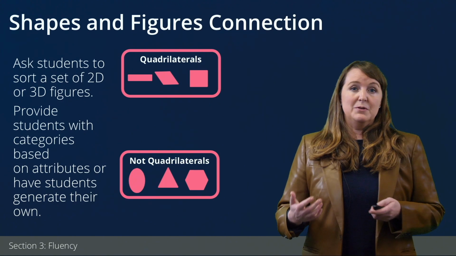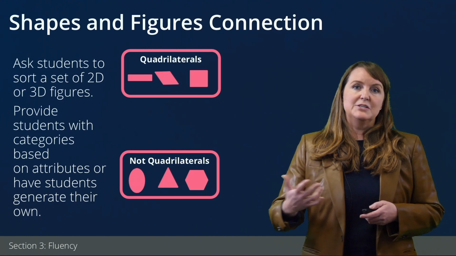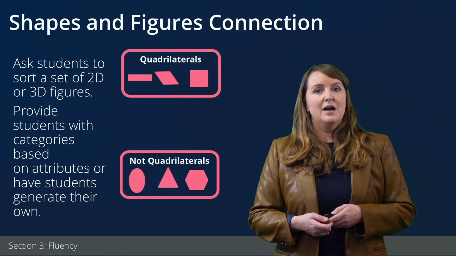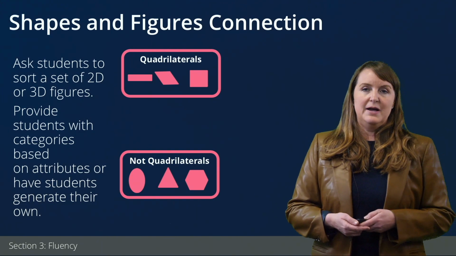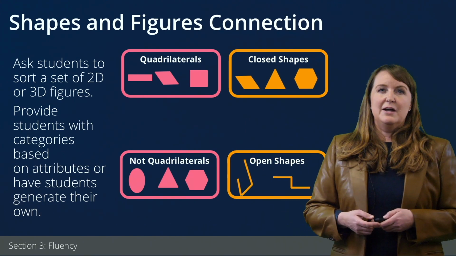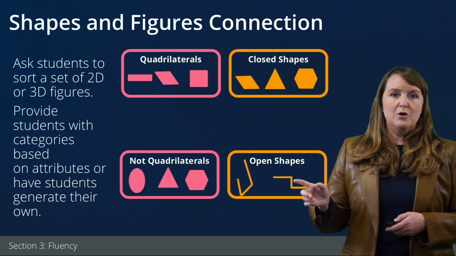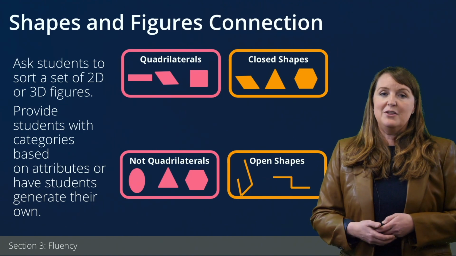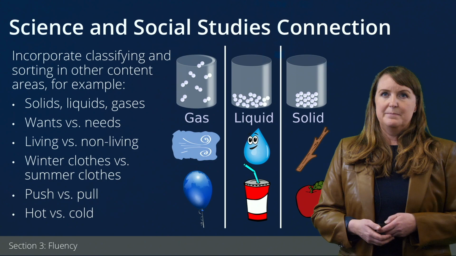Students might also come up with their own categories. Remember, let students be creative, and this is a way to help students practice their fluency of sorting these objects by attributes. Here I could think about, I've got closed shapes and open shapes, and here would be a way that I could sort those. But then I'd ask, are there other ways that we could sort these shapes?